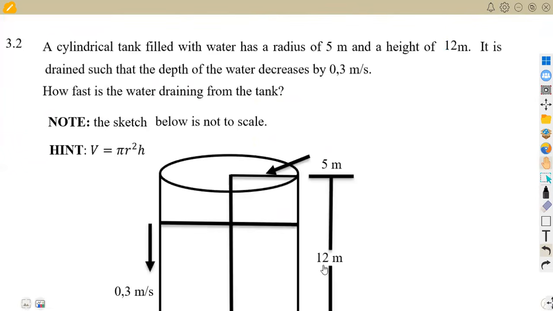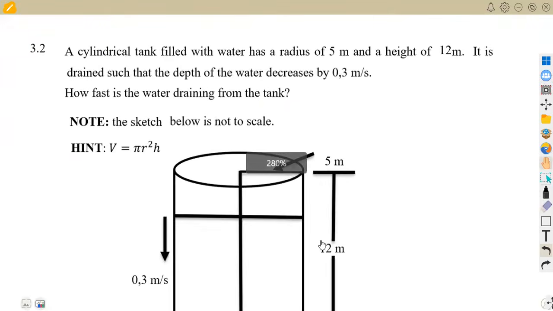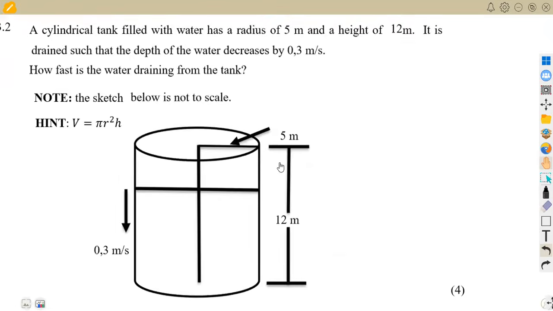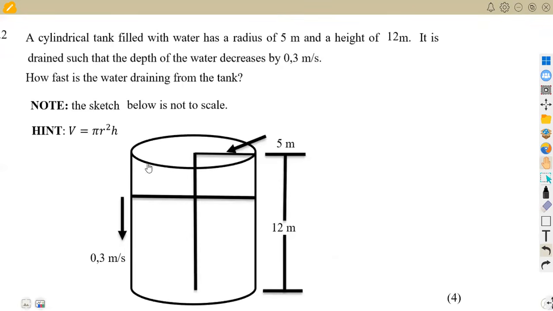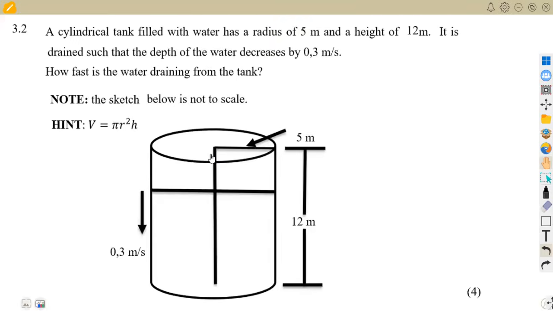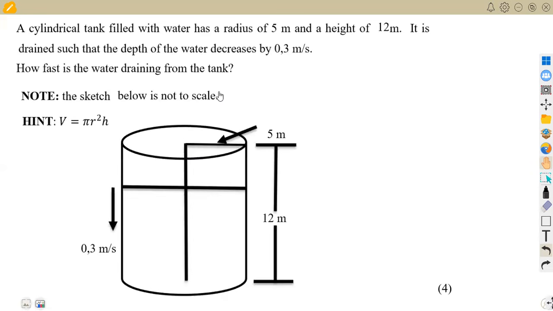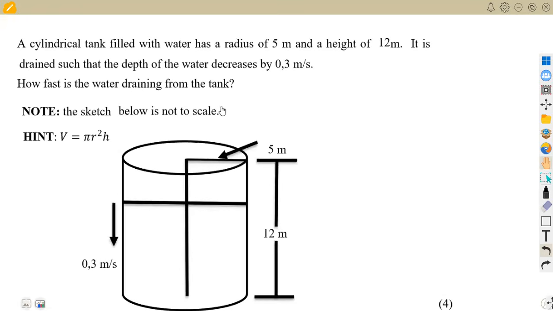All right, now we've got another particular question with respect again to the change of this volume term. Here we are given a hint and even a diagram. Let us check what we're given. That was question 3.2. A cylindrical tank filled with water has a radius of 5 meters, which the arrow here is pointing at, so this is 5 meters, and a height of 12 meters, which is this height.